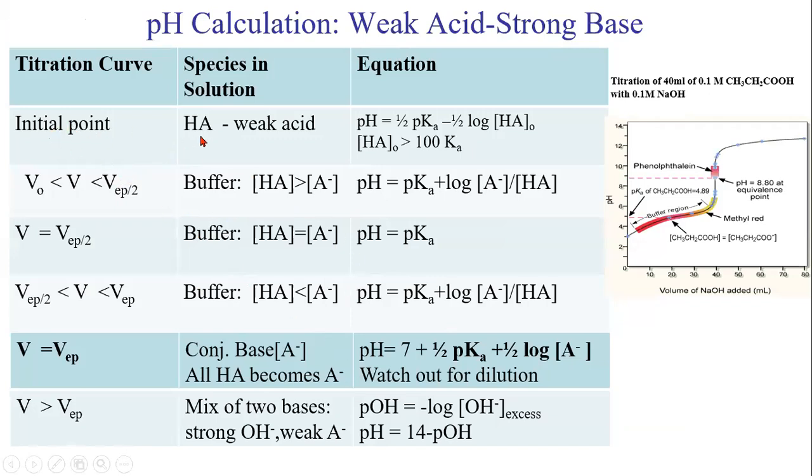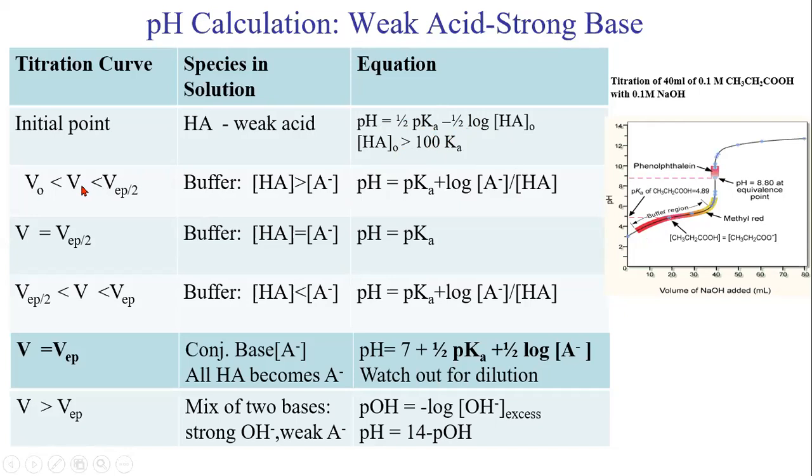Initially, I only have weak acid. So what is the pH of a weak acid? Well, of course, you all already know. Now, if the concentration of my acid is greater than 100 Ka, I'm allowed to use the following equation: pH equals half pKa minus half log HA. But if it's not, what do you have to use? Yes, you have to use the quadratic if it's not. So that's my initial pH.